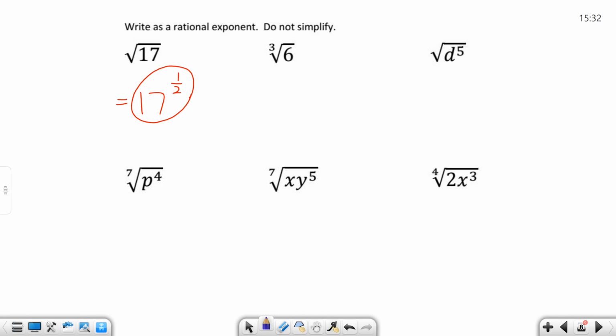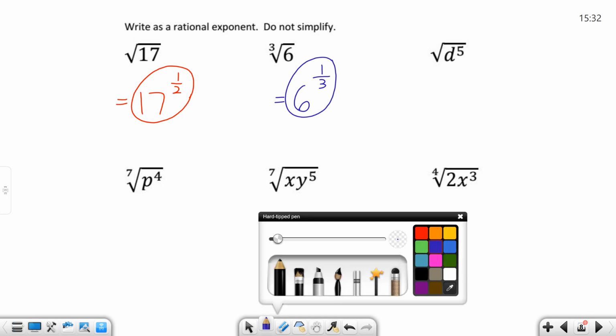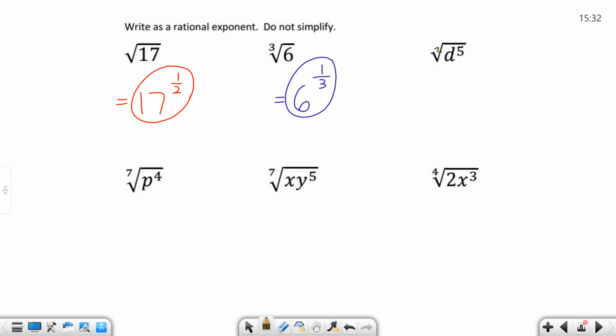The cube root of 6, again, understood to be 1. So this is going to be 6 to the power over the root. The power is 1, the root is 3. 6 to the 1/3 power. All right? And then the square root of d to the 5th. Again, there's understood to be something here. Understood to be a 2 here, right? So then it's going to be d with a fraction. It's going to be the power over the root. 5 over 2. D to the 5/2.